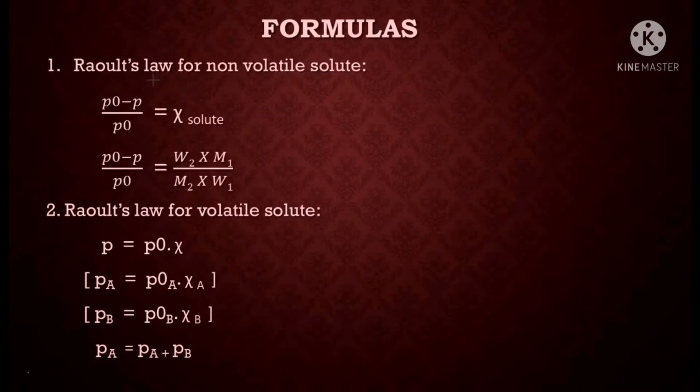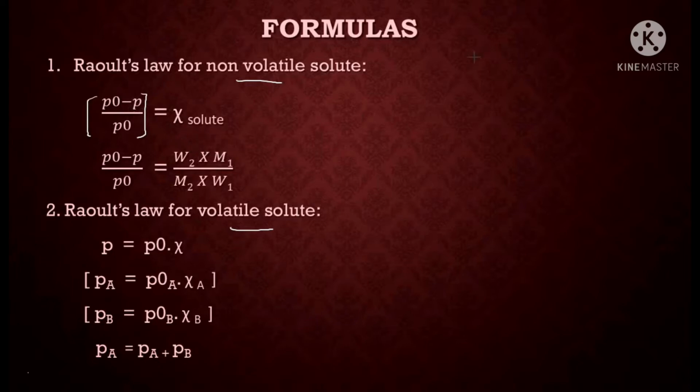See the formula, students. Actually, Raoult's law relates the relative lowering of vapor pressure with the mole fraction of the solute. Actually, two types of Raoult's law are there: Raoult's law which deals with non-volatile solute and Raoult's law which deals with volatile solute. Okay, volatile means vaporizable solute. See, here comes the first one, Raoult's law that deals with non-volatile solute. The relative lowering of vapor pressure of an ideal solution containing a non-volatile solute is equal to the mole fraction of the solute. Okay, see mole fraction.